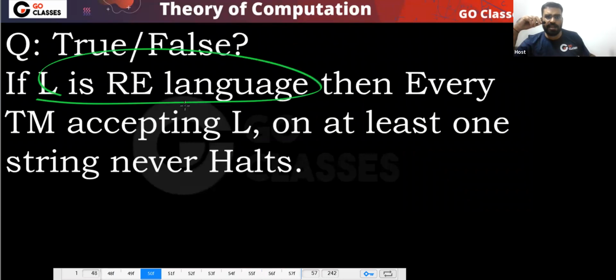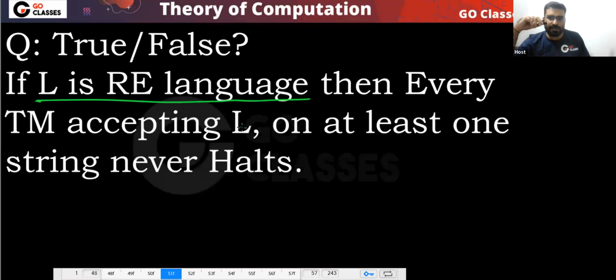Okay, next. Tell me about this one. If L is an RE language, then every Turing machine excepting L loops on at least one string. So this statement is false. Why is this statement false? Maybe because an RE language does not mean RE but not REC. It may or may not be REC. Yes or no? So this statement is false. Why is this statement false?